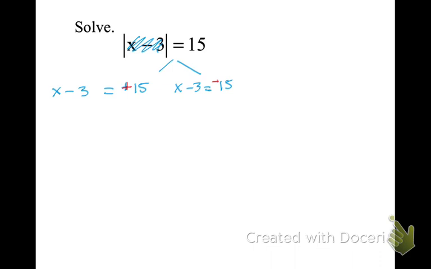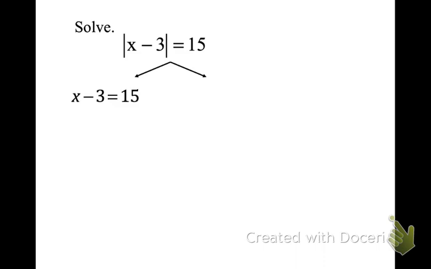So when we see absolute value, first thing we're going to do is branch it off. Set one equal to the positive value of 15 and one equal to the negative value of 15. Because we know that this overall quantity has to equal a negative 15 and a positive 15. So we set them equal to both. Okay, and then we solve it using our inverse operations.